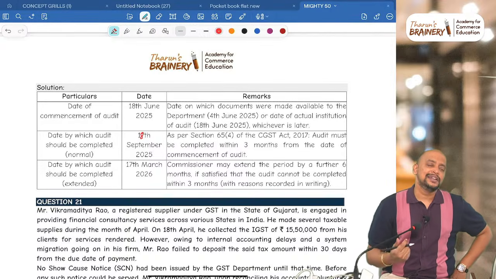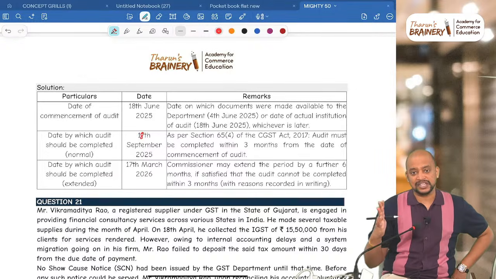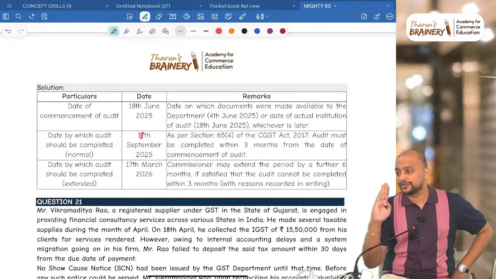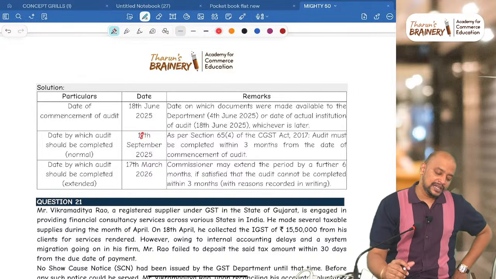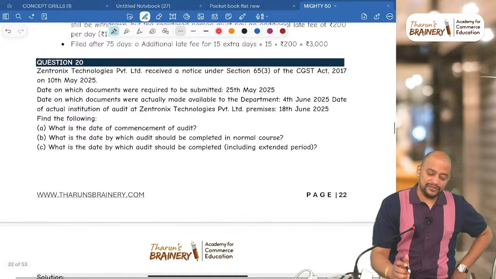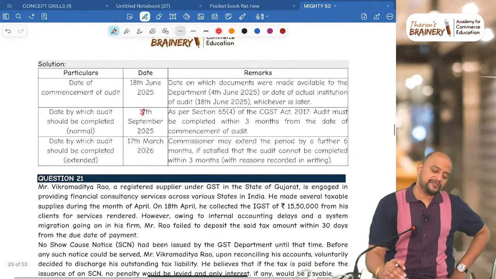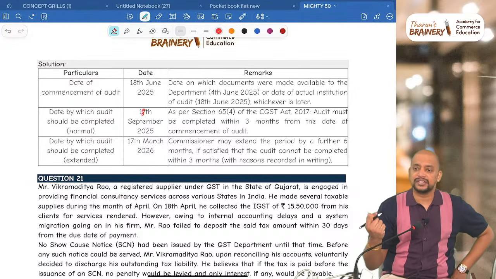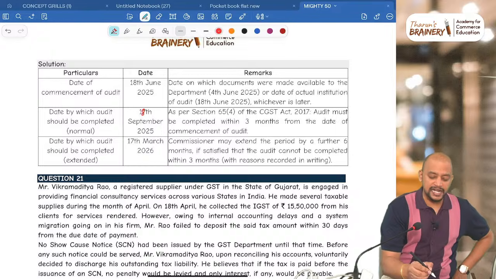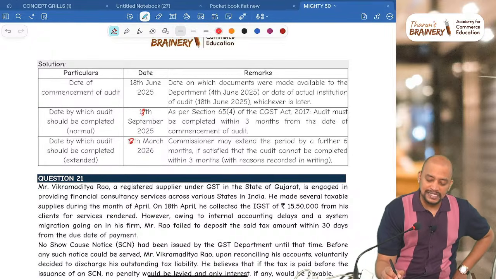Suppose it is 30th of January and 1 month is given, then what will it be? 30th of February, sir. We don't have 30th February, so take 28th February, or 29th February in a leap year. Then, what is the date by which audit should be completed, including the extended period? It can be extended for a further period of 6 months: September, October, November, December, January, February, March. So 18th March 2026 is the extended time for a further 6 months.